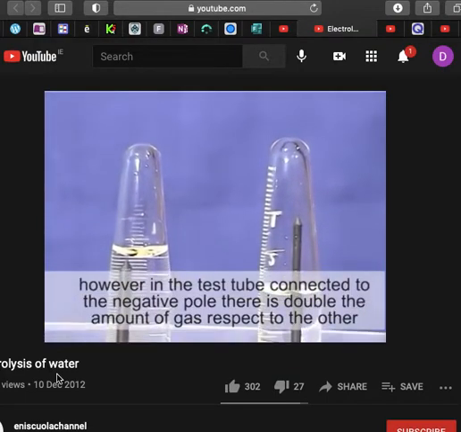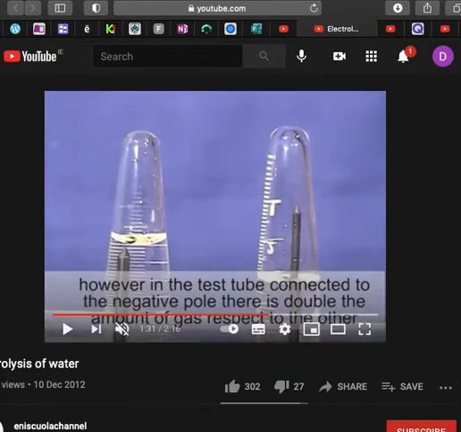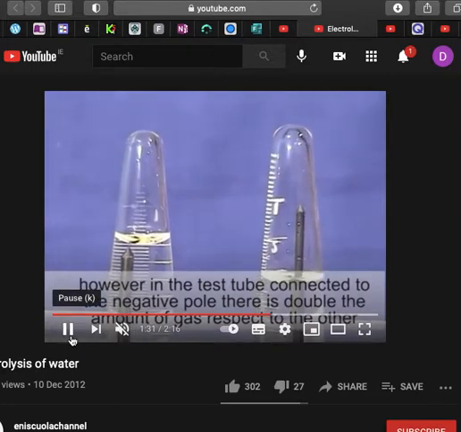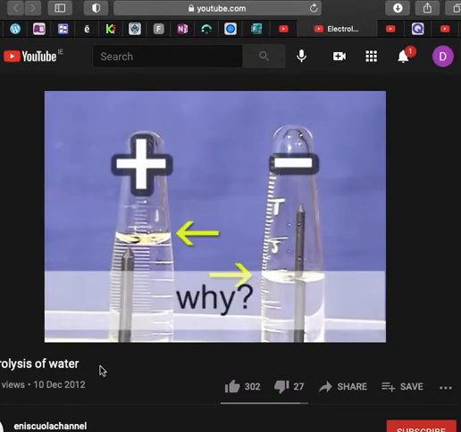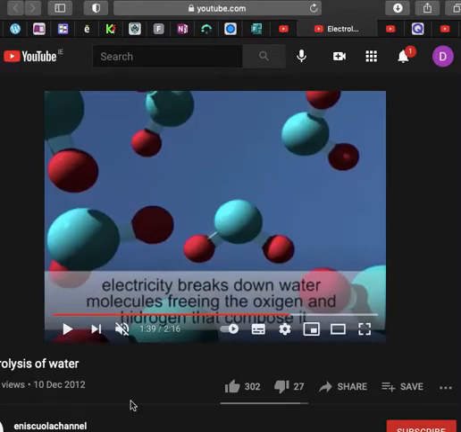Can you figure out why one of them has twice as much gas as the other? 2 hydrogen, 1 oxygen. Yeah, that's exactly it. So you make twice as much hydrogen as you do oxygen. Okay. So it's really easy to figure out why the anode is oxygen, because it's been formed by it being oxidized.